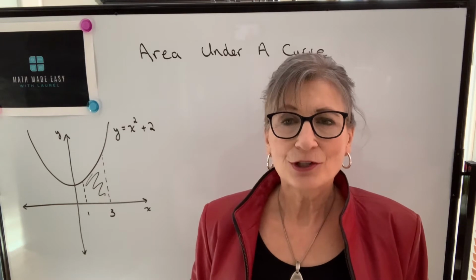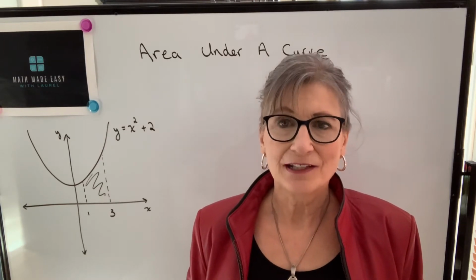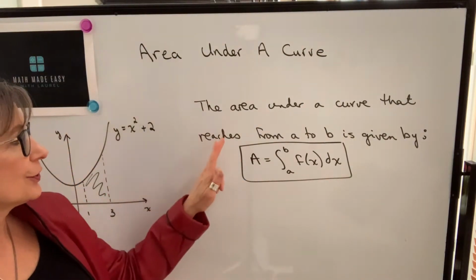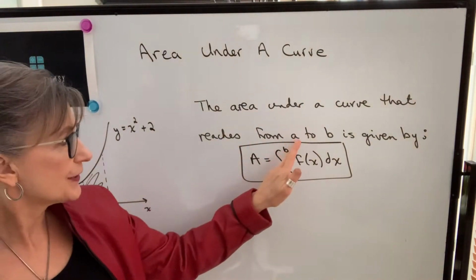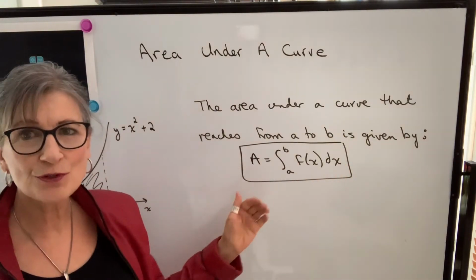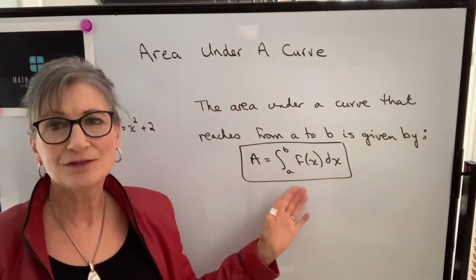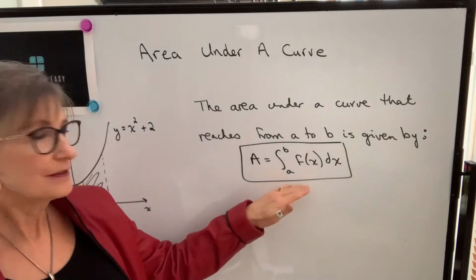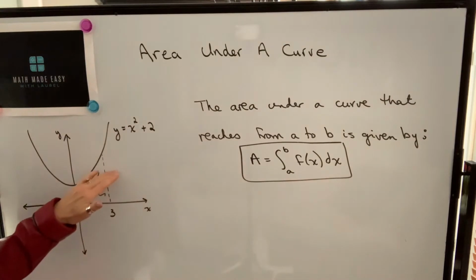The area under a curve can be obtained by taking the definite integral. It was found that the area under a curve that reaches from a to b, so those are the x values, is given by this formula. So in other words, we can use the definite integral to find the area under a curve. Let's try this formula with this particular example.